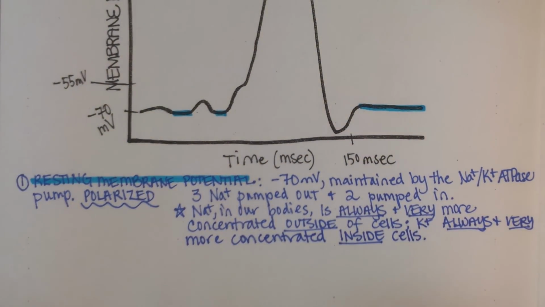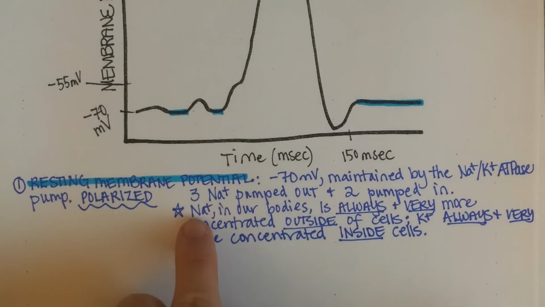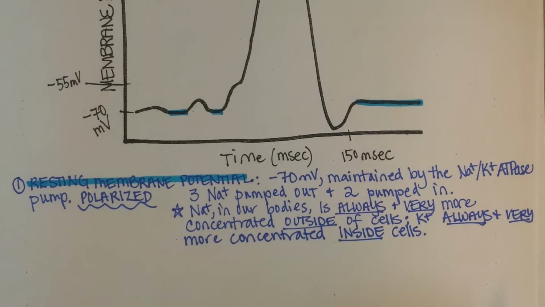And one way that I remember this is that if you were going to have a margarita, you would put the sodium chloride, salt, on the outside of the glass, right, on the rim. So sodium is always more concentrated outside. And the potassium is always concentrated inside the cells.